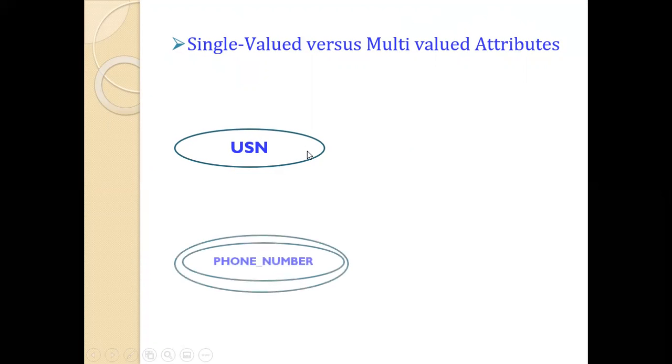The symbol used for a simple attribute is an oval. For a multi-valued attribute, we have to use a double line oval.